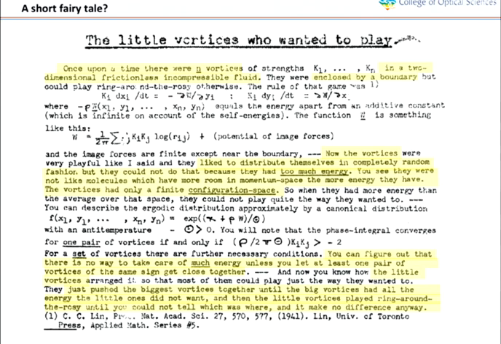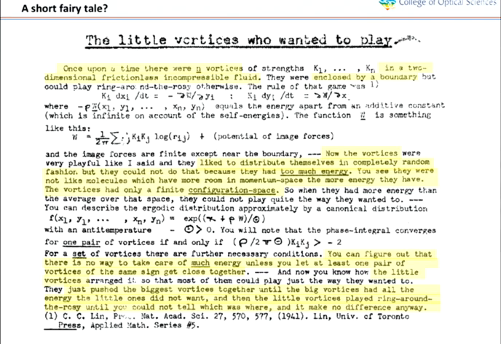So here's part of the key here. You can figure out that there is no way to take care of so much energy unless you let at least one pair of vortices of the same sign get close together. The little vortices just pushed the biggest vortices together until the big vortices had all the energy the little ones did not want. And then the little vortices played ring around the rosy until you could not tell which was where, and it made no difference anyway.